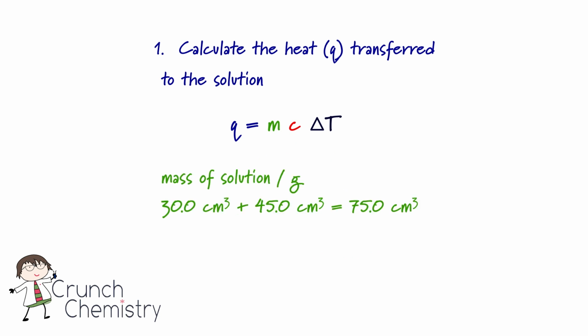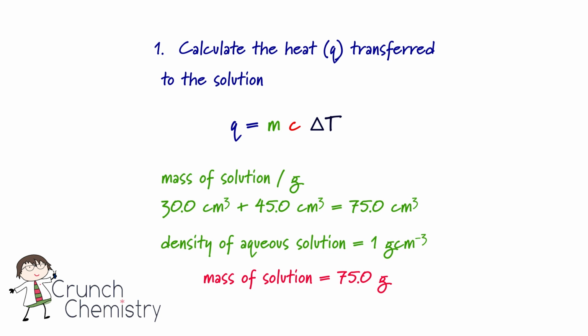Well, we know the total volume of the solution because we were told that 30 centimetres cubed of barium hydroxide was added to 45 centimetres cubed of the nitric acid. So the total volume is 75 centimetres cubed. But we also know that the density of water and aqueous solutions is 1 gram per centimetre cubed. So if we know the volume of the solution, we know the mass. 75 centimetres cubed of aqueous solution has a mass of 75 grams.